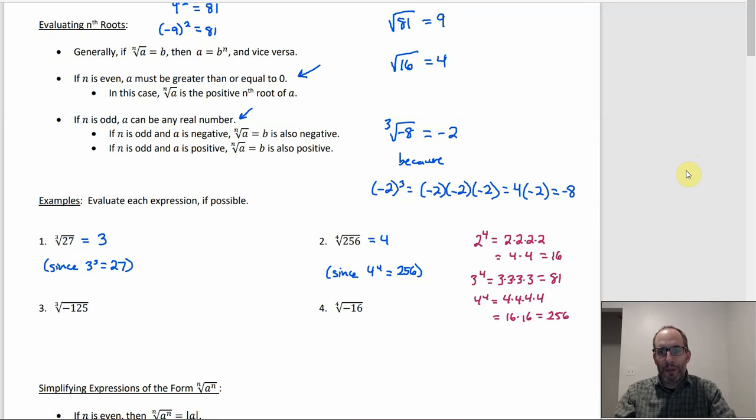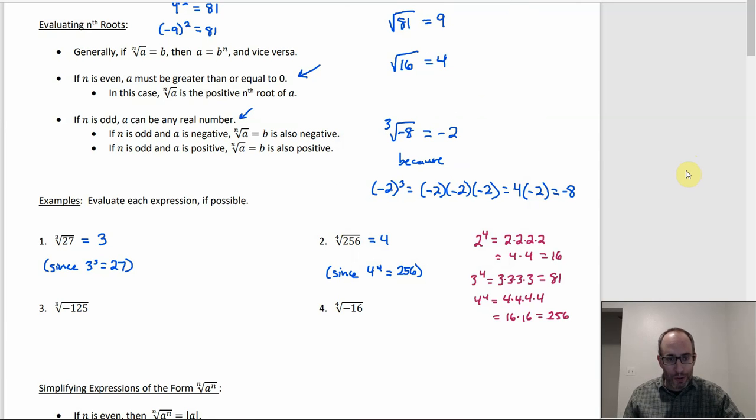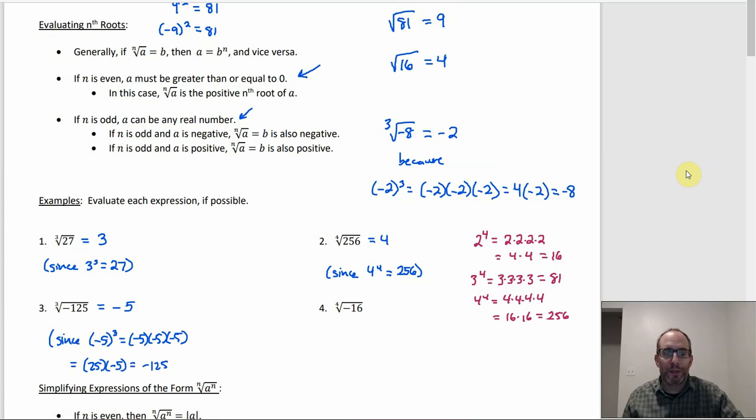Okay. Then the next one, the cube root of negative 125. So that should be a negative, and more specifically, it's going to be negative 5. And that's since negative 5 to the 3rd power would be, well, it's negative 5 times negative 5 times negative 5, which is 25 times negative 5, which is negative 125.